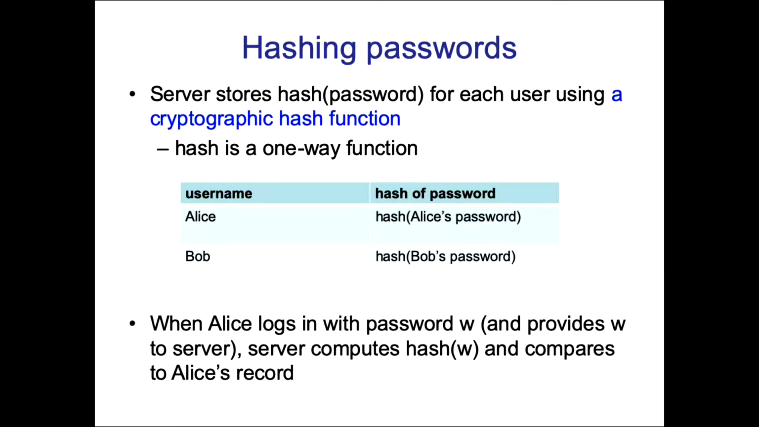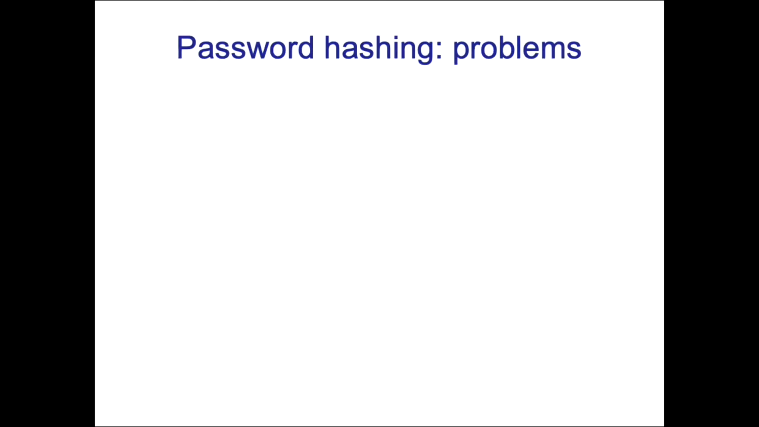But there are some problems with this. The problem is that users don't choose random passwords. And even though the hash is one way, you can try different passwords and see if they match the hash. That's not breaking the one-wayness of the hash function, it's just breaking the assumption that the input is random, because the user doesn't choose random passwords, so you can enumerate the candidates.